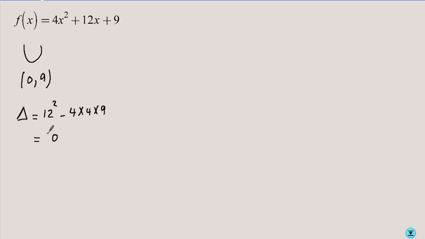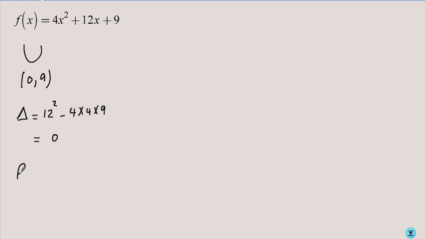So it's obvious that this quadratic is a perfect square. Of course, you could have known that already, but because the discriminant is zero, we can factorize, and we know that the sketch will be a tangent to the x-axis.